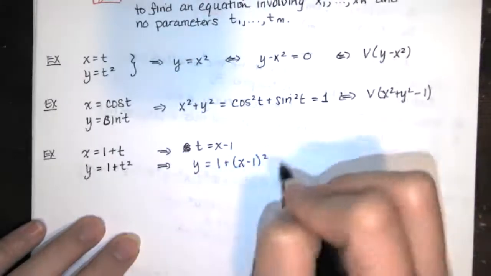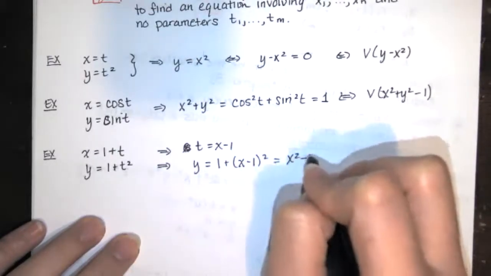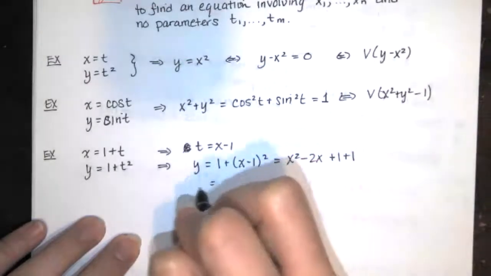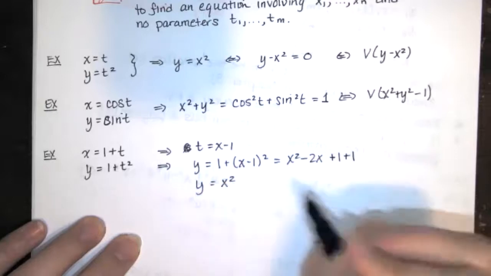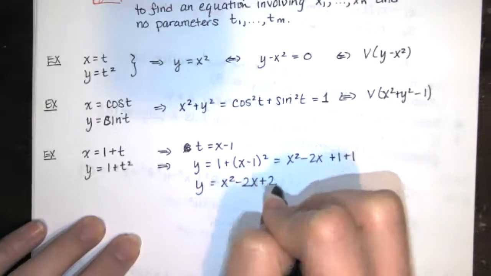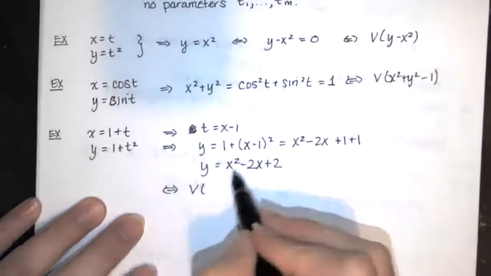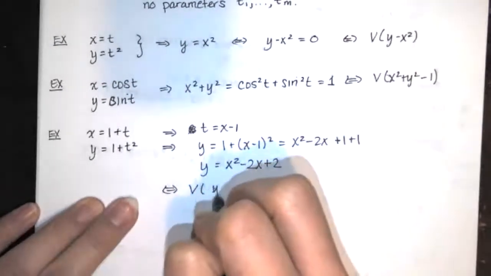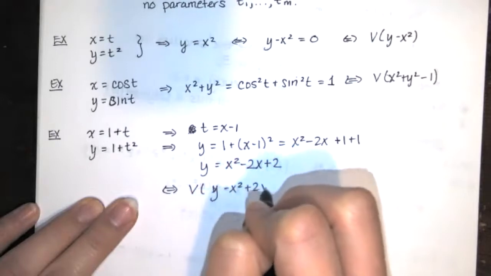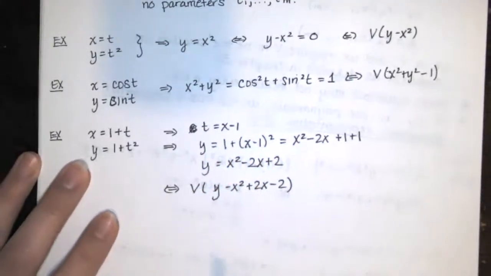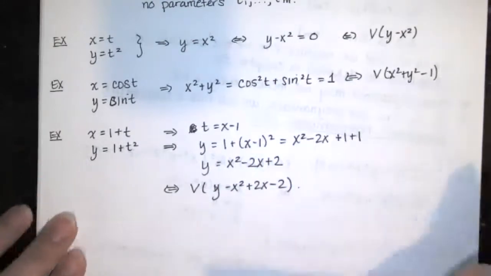And so we get that. And if we want, we could expand this expression over here, and we would have y equals x squared minus 2x plus 2. Now the corresponding affine variety would come from setting this equal to 0. So we'd have y minus x squared plus 2x minus 2 as a defining polynomial for that affine variety V.